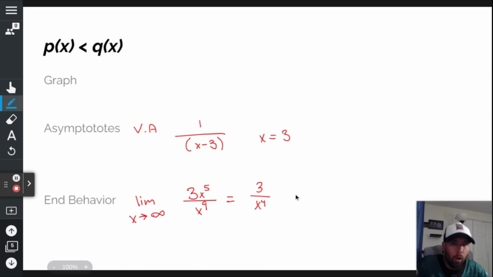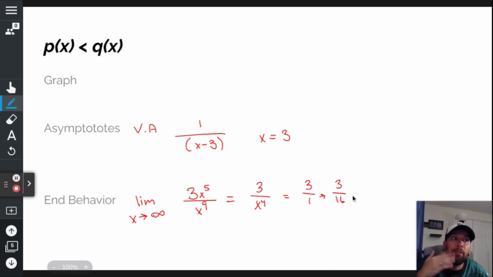As x gets larger, let's pretend we're testing this out for the first time ever. Let's plug in 1. I get 3. Let's make x bigger. Let's plug in 2. Okay, 2 times 2 times 2 times 2 is 16. That 3 just became point something, something that's near 0.